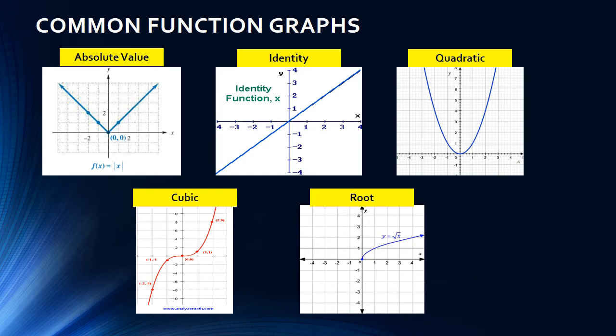Here we have a root equation. Remember, we cannot take an even root, a square root, a fourth root of a negative number. So this starts at 0 and increases to the right. This is y equals the square root of -x.